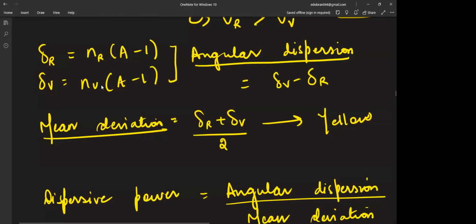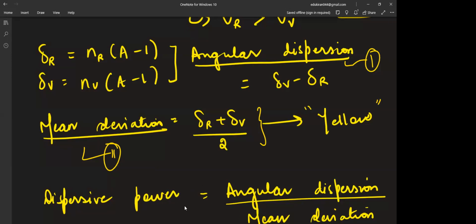What is angular dispersion? See, if I tell you the refractive index or the delta, that is angle of minimum deviation, this is the angle of deviation for red, and this is the angle of deviation for violet. Angular dispersion is the difference between them, that is delta V minus delta R. This is one thing to be remembered. Second, you have mean deviation. Mean deviation means the average of these two, (delta R plus delta V) divided by 2. We usually say that the mean deviation is for the yellow color.